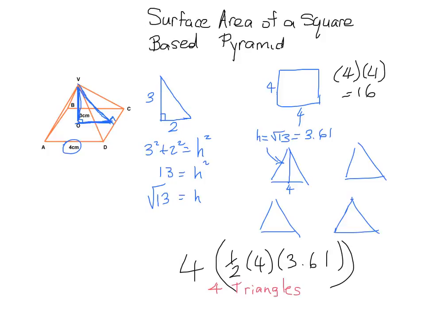And of course, we have to add what we did earlier, which is the 4 by 4 rectangle, or square, sorry, in this case. So 1 square plus 4 triangles. All right, and when you calculate that, you should get 44.9 approximately centimeters squared.